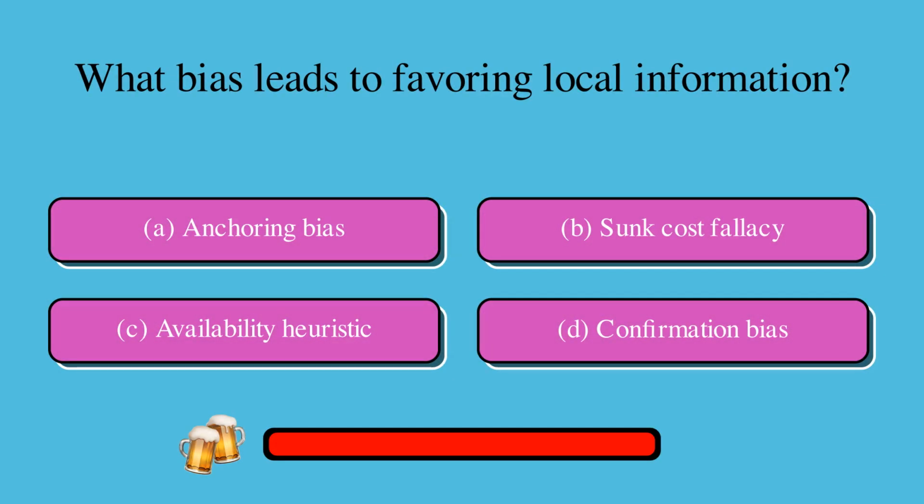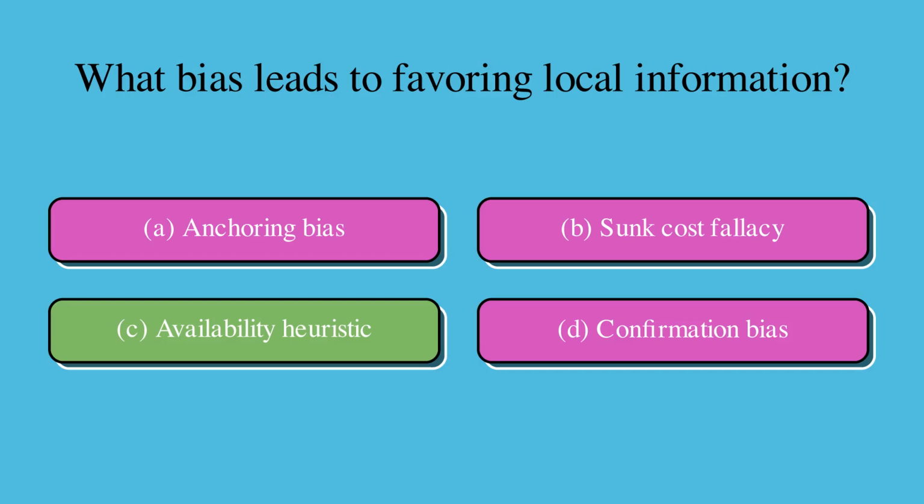What bias leads to favoring local information? Is it A, anchoring bias, B, sunk cost fallacy, C, availability heuristic, or D, confirmation bias? The correct answer is C, availability heuristic.